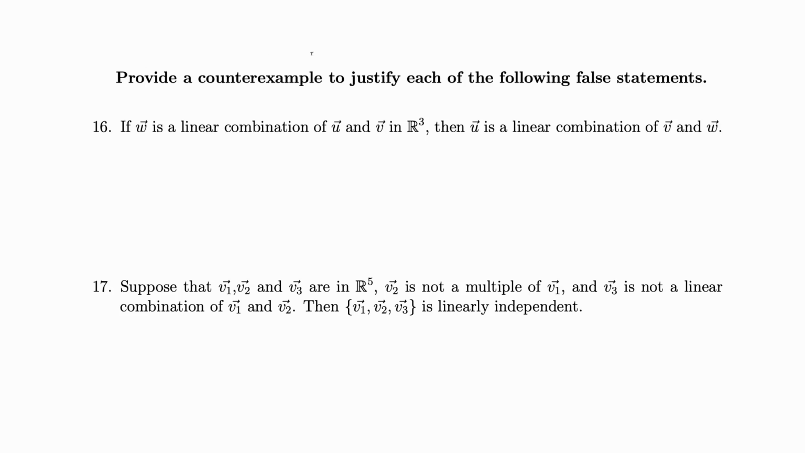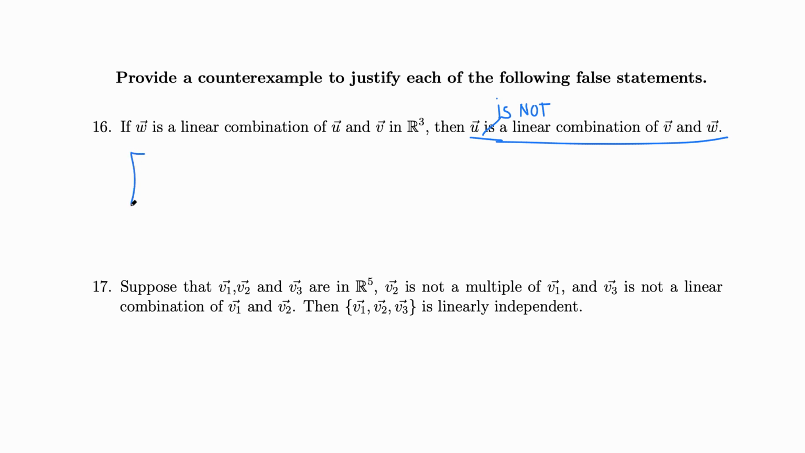Provide a counterexample to justify each of the following false statements. So here we have: if W is a linear combination of U and V in R3, then U is a linear combination of V and W. We say U is not, in general. So let's write down W as a linear combination of U and V in R3.